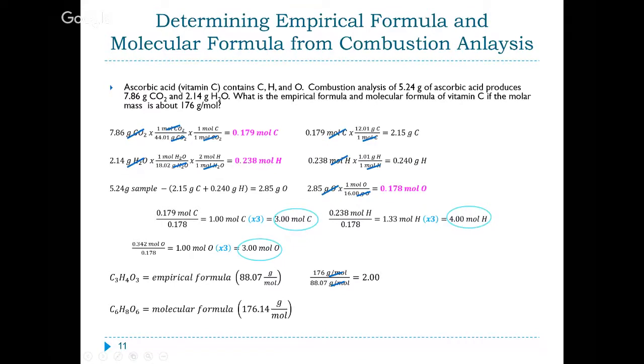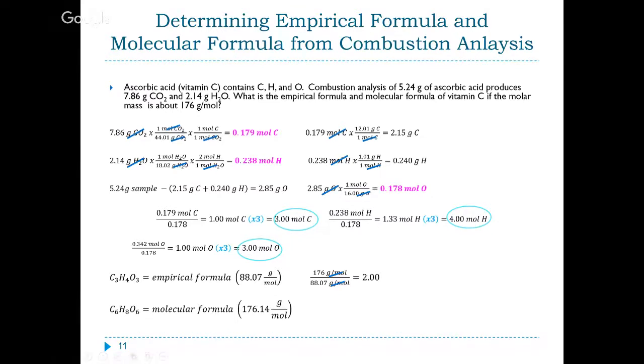Now I look for my smallest number out of these three and see that it is 0.178. So I divide that into each of my other substances and my oxygen. So this into this, right, gives me 1.00 moles of carbon. This into this gives me 1.33 moles of hydrogen. And this into this gives me 1.00 moles of oxygen. Oh, that's a typo there. That should read 0.178, my bad.